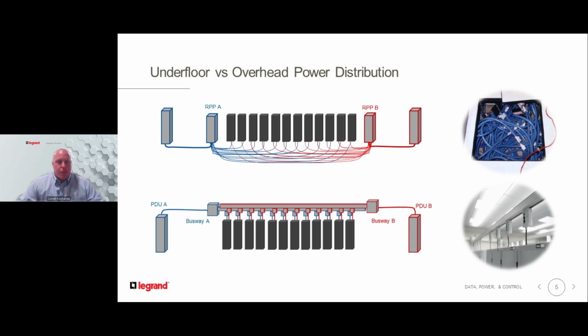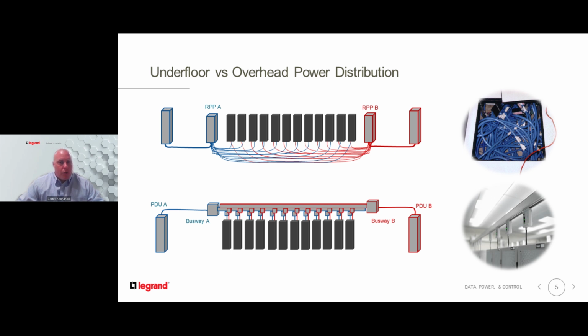Let's first look at the option of RPPs and power whips. A power whip is essentially a branch circuit, a power distribution cable used to carry power from the remote power panel directly to that IT rack. Power whips are typically run underneath a raised floor, and in some instances overhead as well. On-site electricians, however, are required to terminate the whips to the RPP.